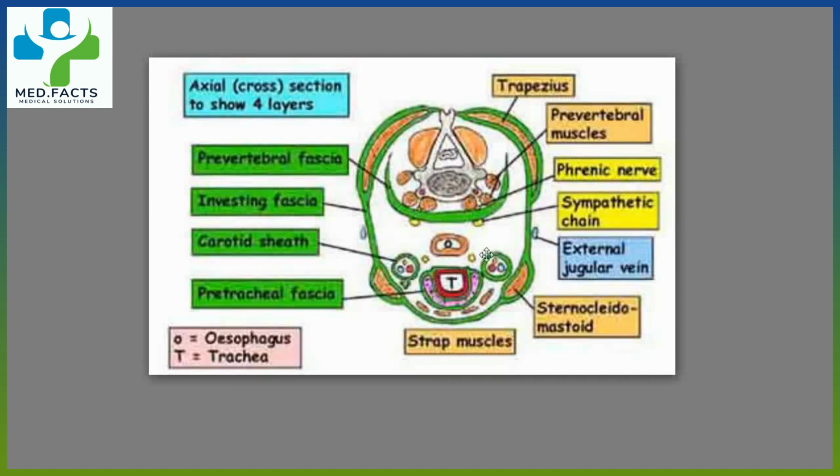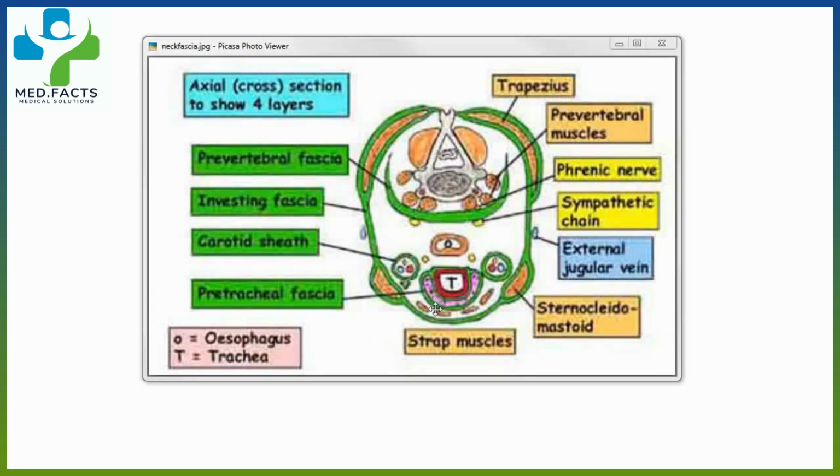And then you've got these other fascial compartments. So here, the fascia is all in green, so looking at the green areas. So this fascia here is the pretracheal fascia, and it encloses the viscera of the neck. So it encloses the trachea, the thyroid gland, and it actually encloses the esophagus, which isn't shown on this diagram.